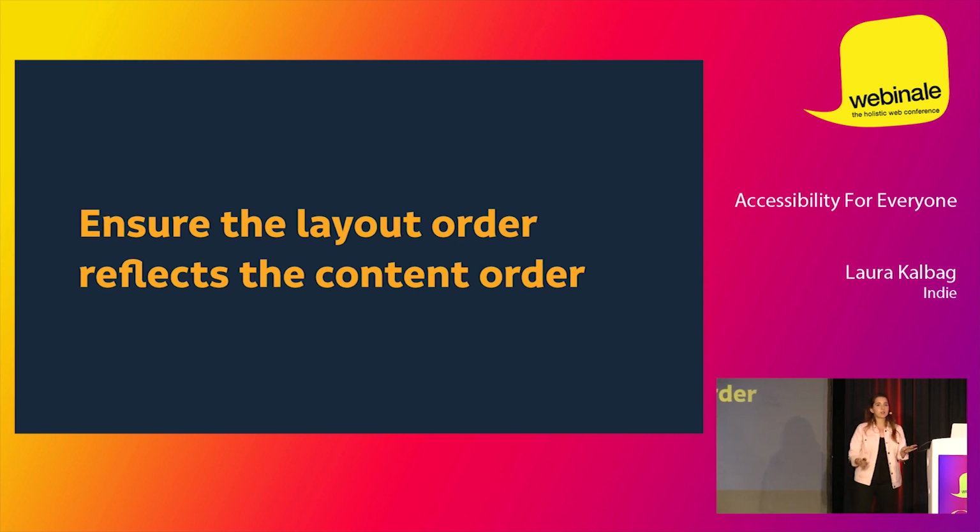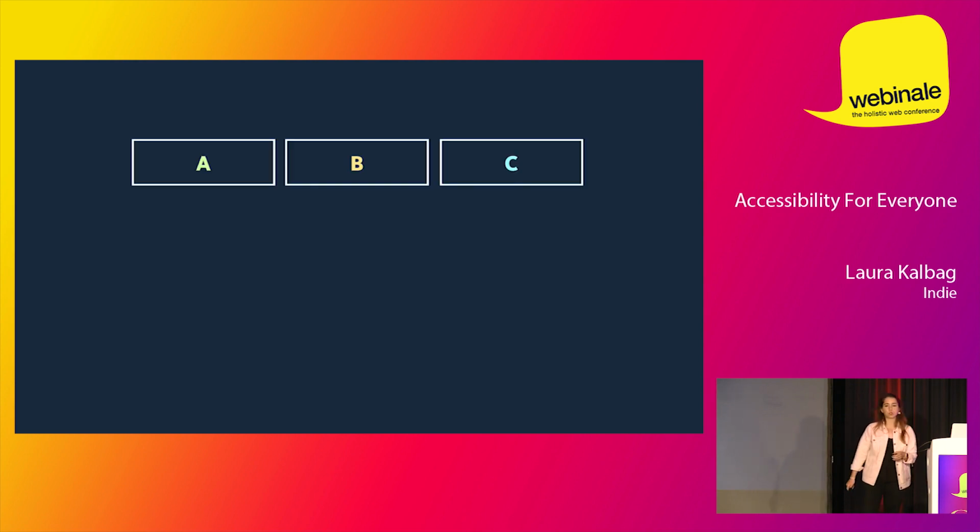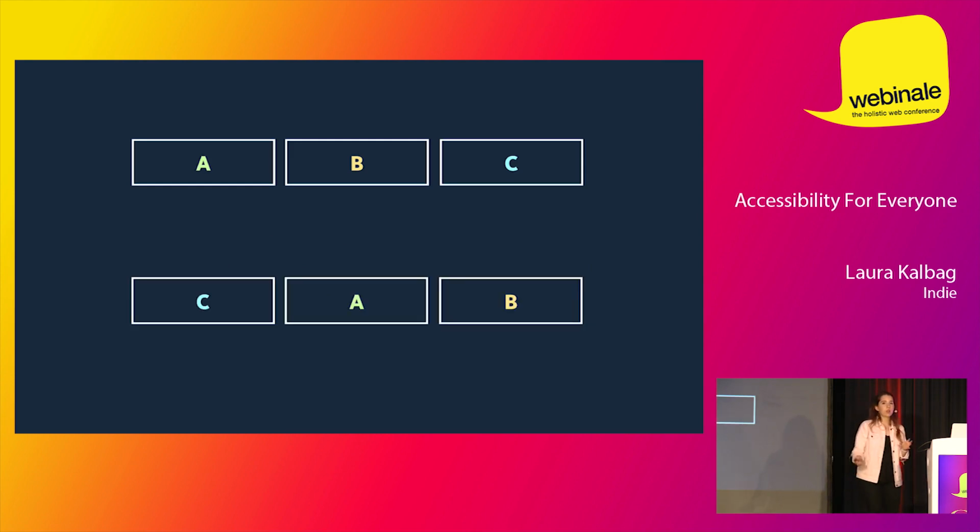One of the tricky things that's coming up with CSS grids and Flexbox and things like that is this idea of the content order. We need to make sure that the layout order reflects the content order. So you might have a bunch of boxes, and you might decide, oh, I'm going to use grid to put them in a different order. You've got to make sure that you change that order, not just visually, but also in the document, so that people who are using keyboard navigation, perhaps, are going to see the same thing as they're navigating through on their keyboard.